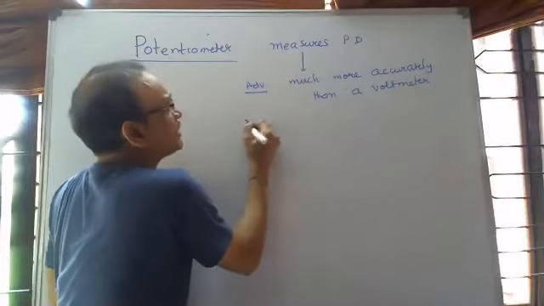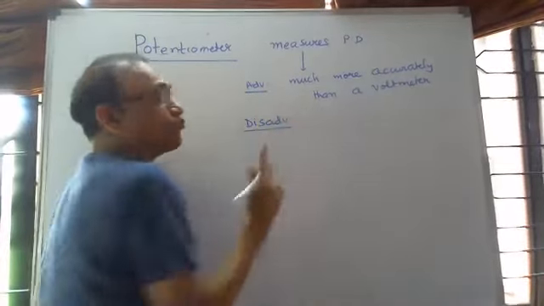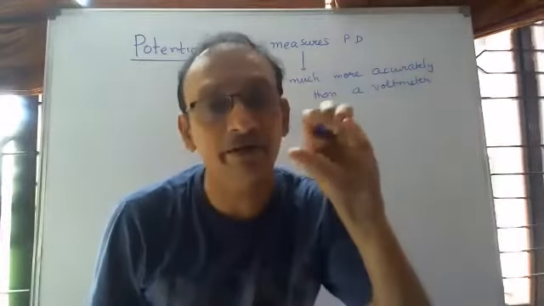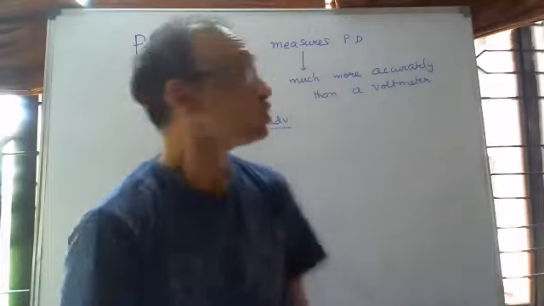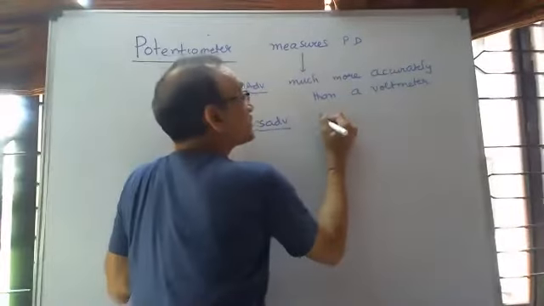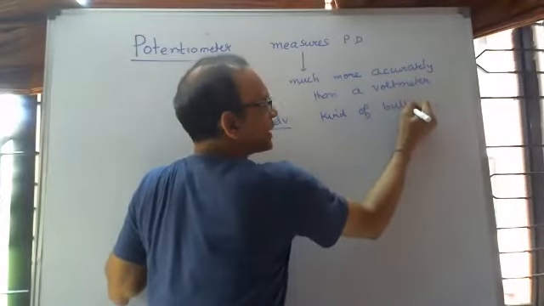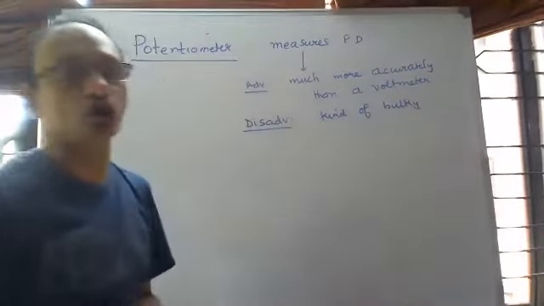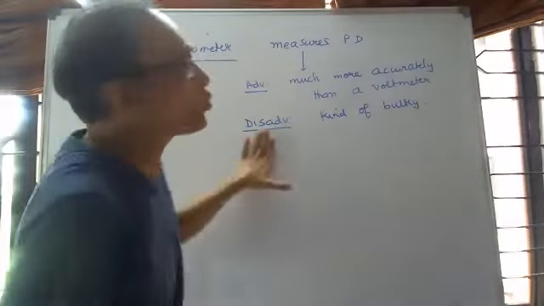We will see very shortly what its disadvantage is. A voltmeter is a very small, handy device. This is kind of bulky. It is a bit bigger. We'll see that in a short while. It's kind of bulky. That's the only disadvantage.